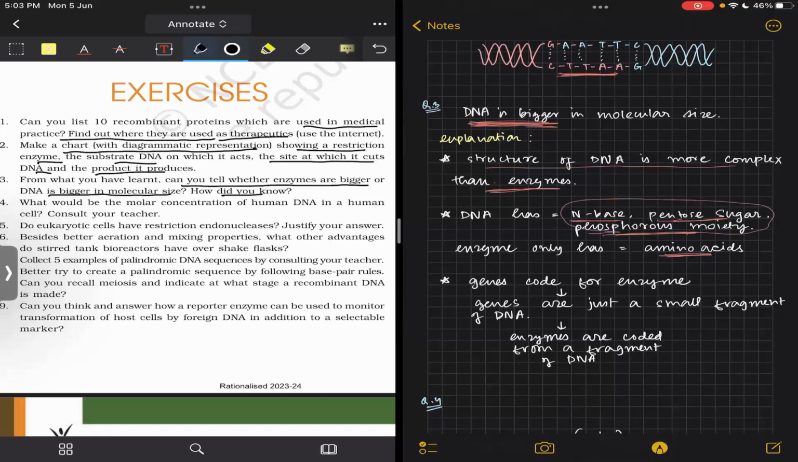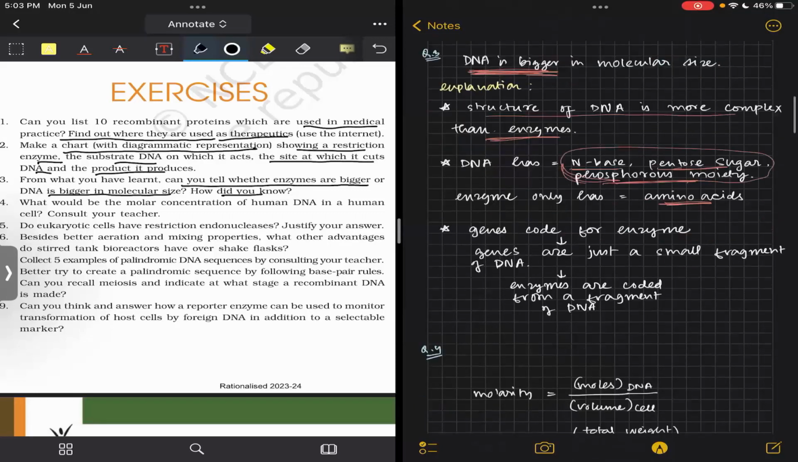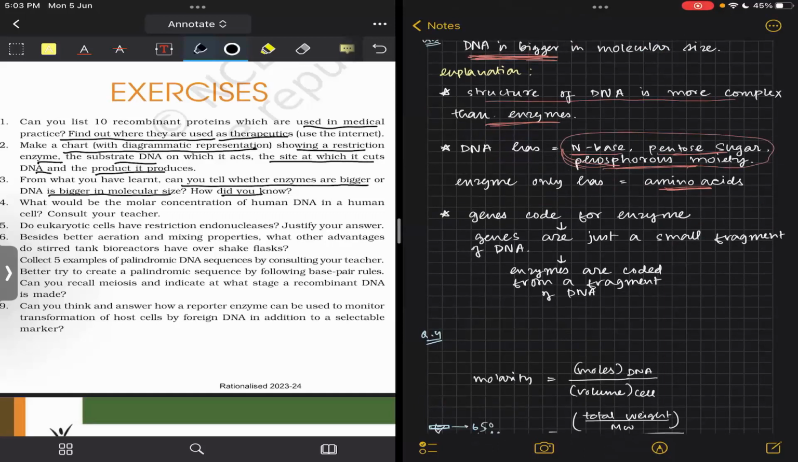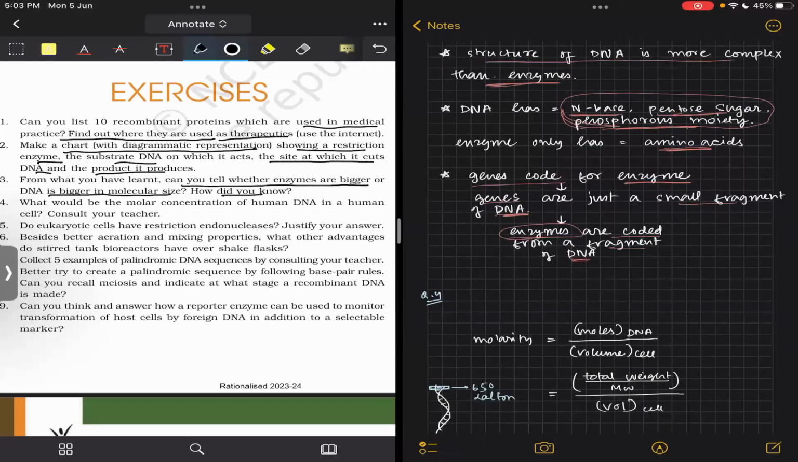So this is one point. The second point is you can think of it like this: genes code for enzymes, and genes are just a fragment of DNA. The entire DNA is much bigger than this small fragment that is coding for an enzyme. So enzymes are coded from a fragment of DNA. That's why enzymes must be smaller and the entire DNA must be bigger. So this is common sense.